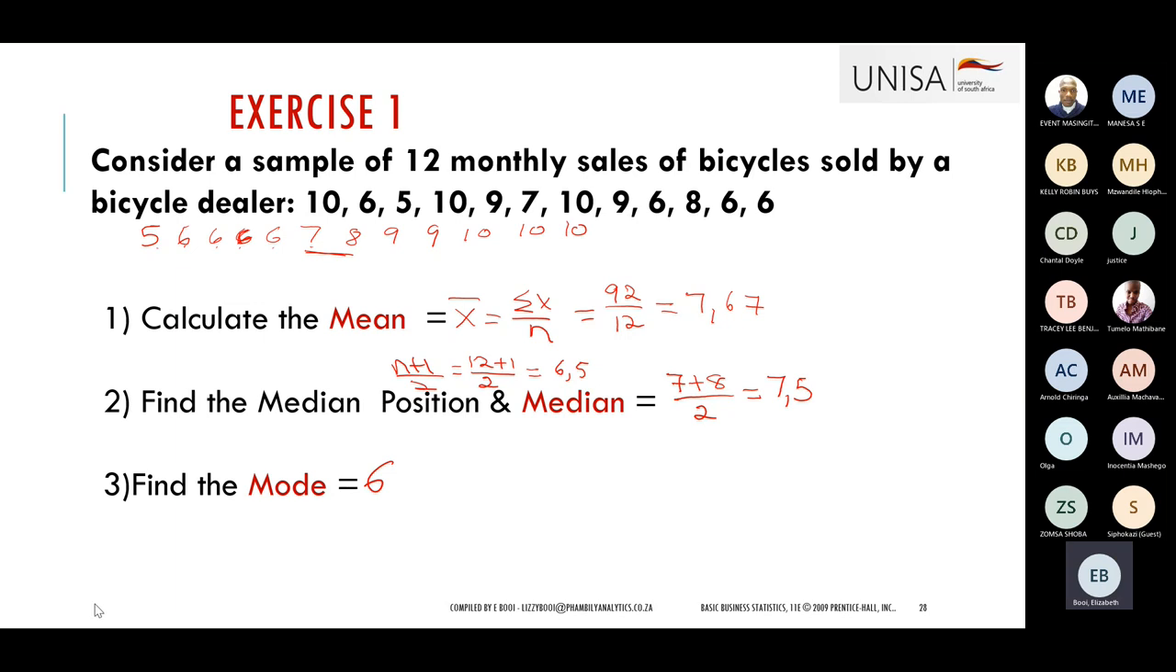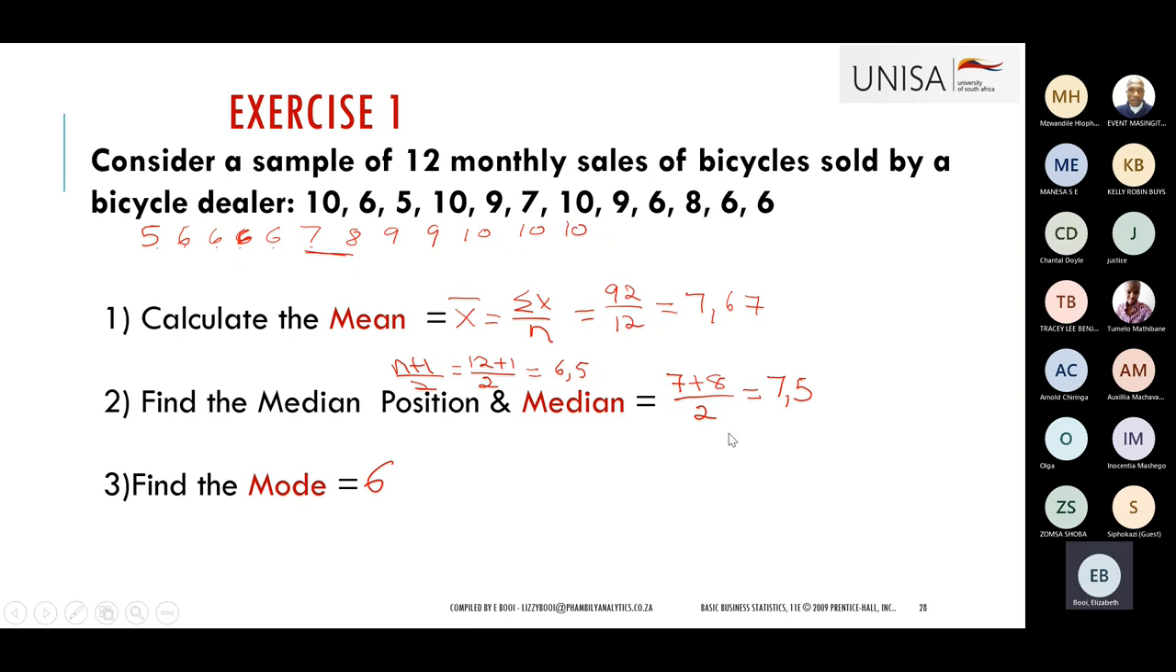Let me see on the chat. Mzwandile, you have 8.5. So let's see if we counted right. 2, 3, 4, 5, 6, 7.5. It's between those two. Yeah, I did it between 8 and 9 instead of 7 and 8. So there's my mistake. All right.